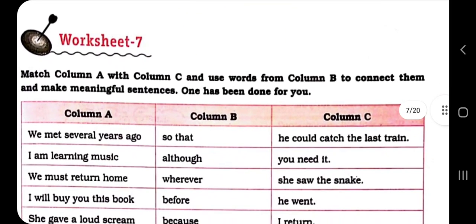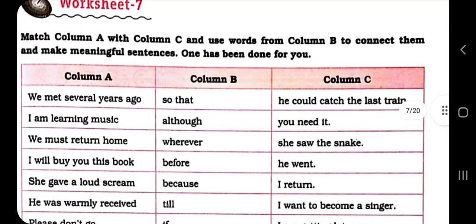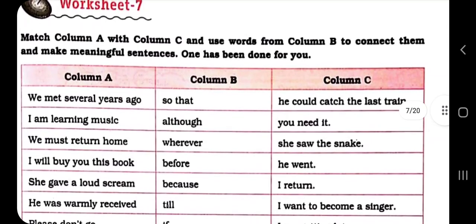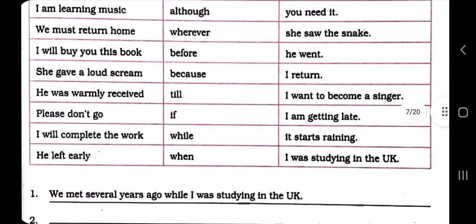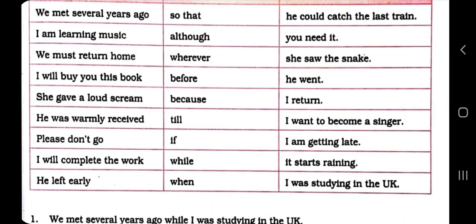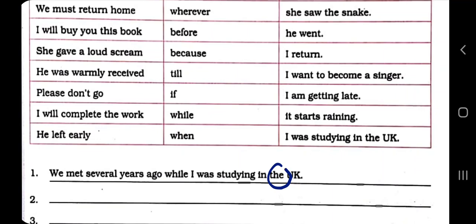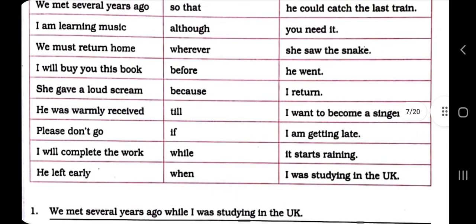Adverb clause. Now match column A with column C and use words from column B to connect them and make a meaningful sentence. One has been done for you. Now you can do it. We met several years ago while I was studying in the UK. See here, the is being used. Can you recall articles? Why does the name of the country have this article? Just try to recall. While is being used here: while I was studying in the UK.